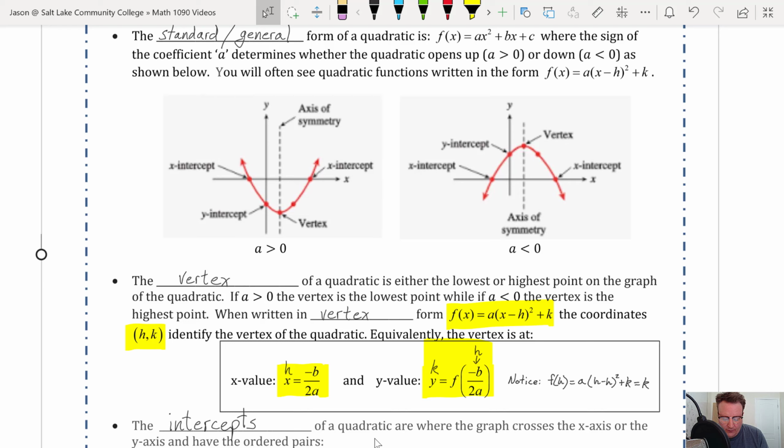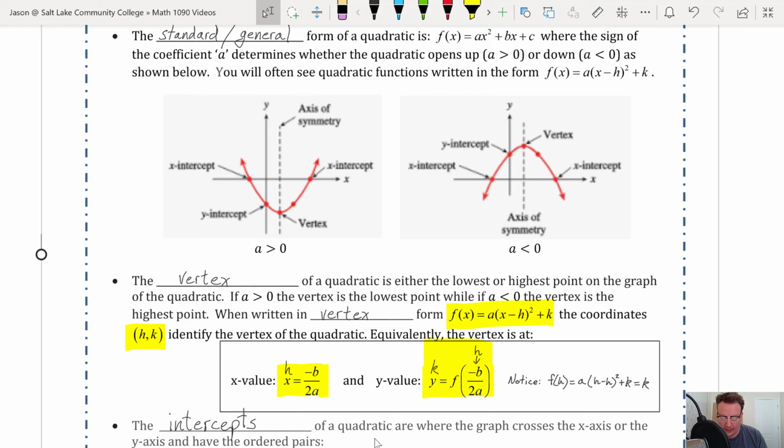So the vertex of a quadratic is either the lowest or highest point on the graph of the quadratic. So either the top of the hill or the bottom of the valley. If a is greater than 0, the vertex is the lowest point, while if a is less than 0, the vertex is the highest point. When written in vertex form, f of x is equal to a times quantity x minus h squared plus k, the coordinates h comma k identify the vertex of the quadratic.